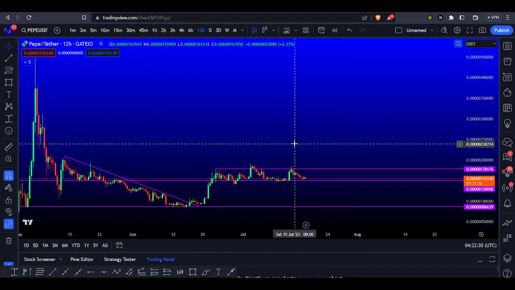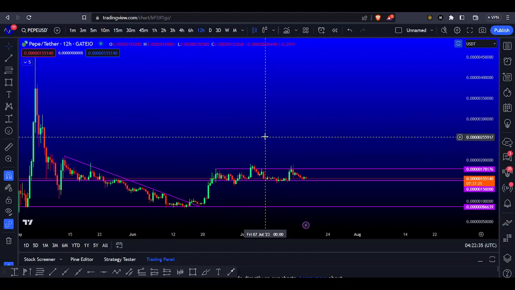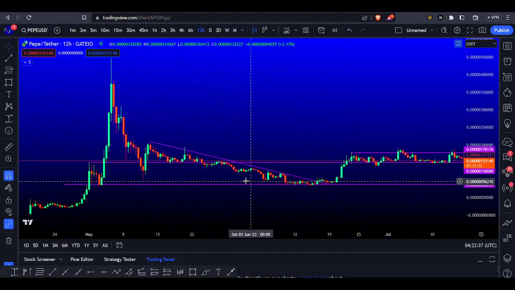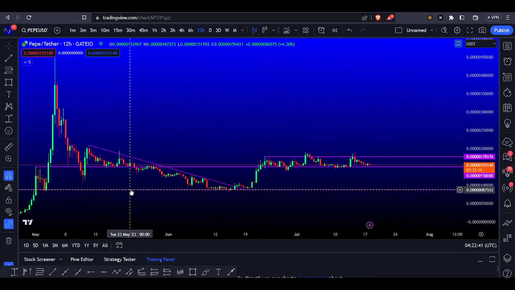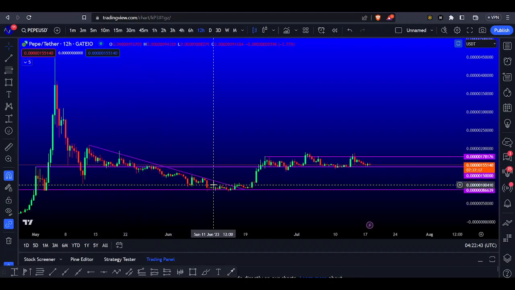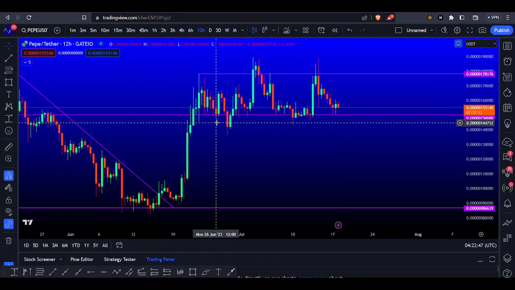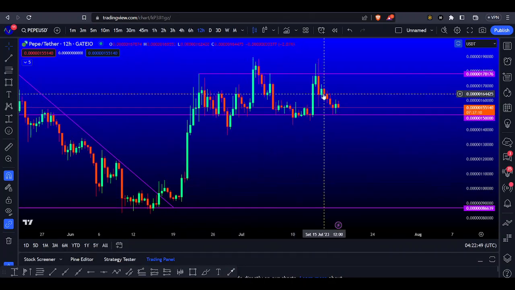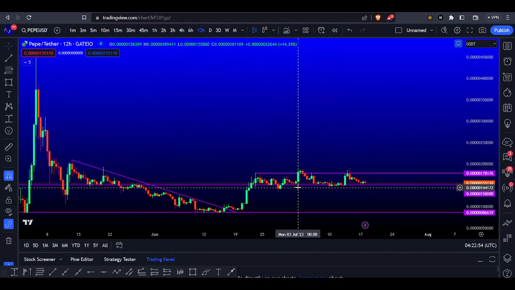All right, PEPE USDT Gate.io chart. So I wanted to analyze PEPE really quick because you can see after this massive downtrend was broken, price action got pretty nice, pumped up, and it's now pretty much finding support at this new level right here.